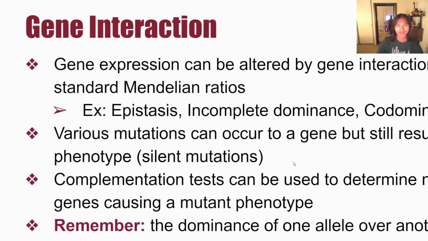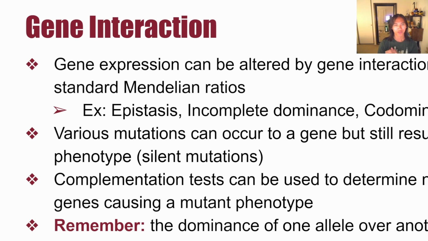We know that the way genes are expressed, their phenotypes, can be affected by the interaction between different genes. This can change our phenotype ratios to deviate from the Mendelian ratios, and their interactions can be categorized in different manners. We'll see when in the future.